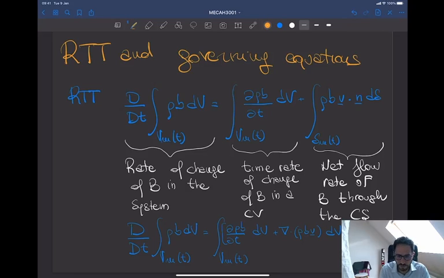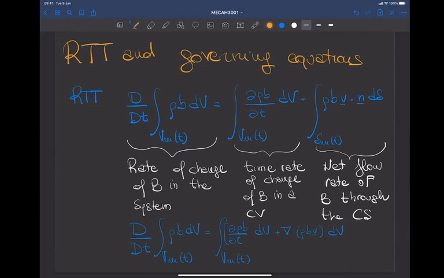Hi everyone. So we now have all the elements to go and use the tools that we have learned about and derive the momentum equation, so the Navier-Stokes equation. Before we go there, I wanted to clarify a few things about the Reynolds transport theorem.